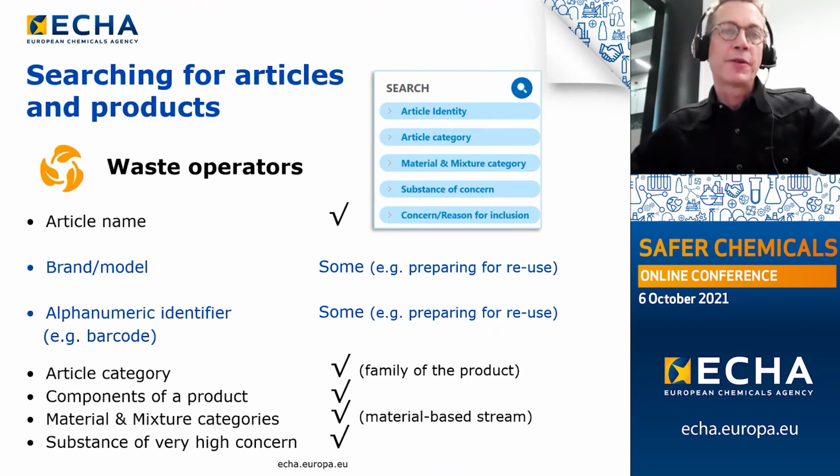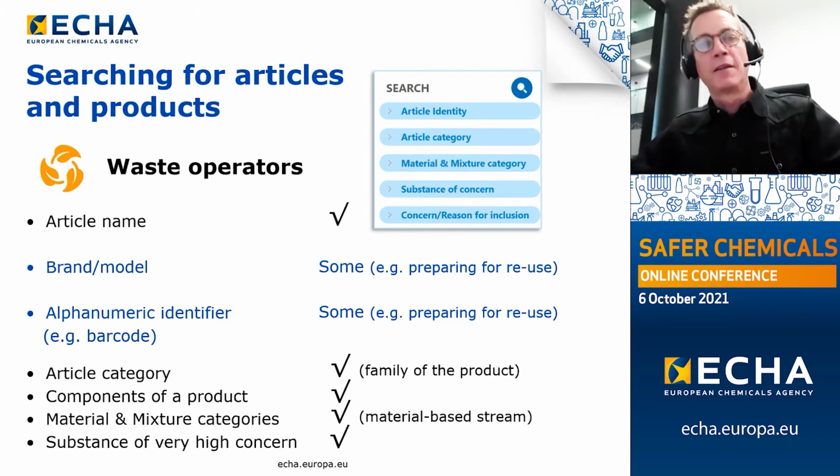Let's take a look now at some additional information that we've included, which we think might be more relevant to waste operators or recycling companies. So of course they see the same information, the article name, the brand, the model, and so on. But also you can see what's called the article category. So you can consider this the family of product. This is related to the fact that recyclers normally take large volumes of, for example, cars or plastics.